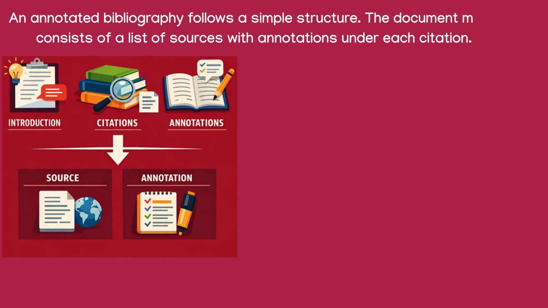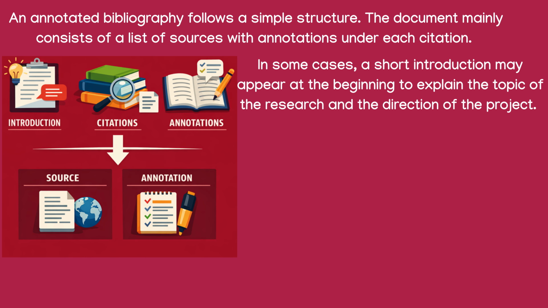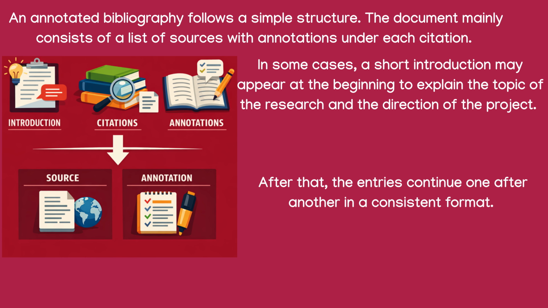How the paper is structured. An annotated bibliography follows a simple structure. The document mainly consists of a list of sources with annotations under each citation. In some cases, a short introduction may appear at the beginning to explain the topic of the research and the direction of the project. After that, the entries continue one after another in a consistent format.